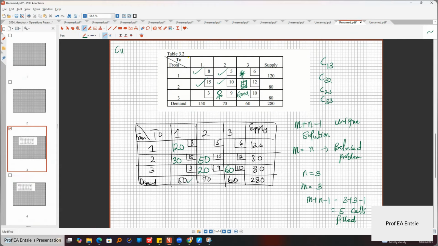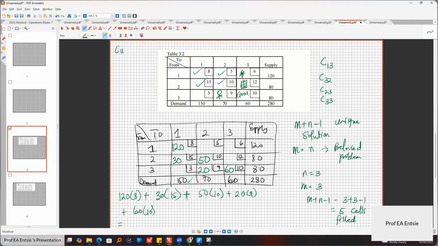So now what do we do? Now we calculate the cost. The cost is calculated by first taking the 120 in cell 11, then you multiply it with its cost, which is the one in the smaller square, plus you come to cell 21, you take the 30, multiply it with the cost in the small square box, plus we come to cell 22, 50 times 10, we come to cell 32, which is 20 times 9. Then lastly, you come to cell 33, which is 60 times 10.